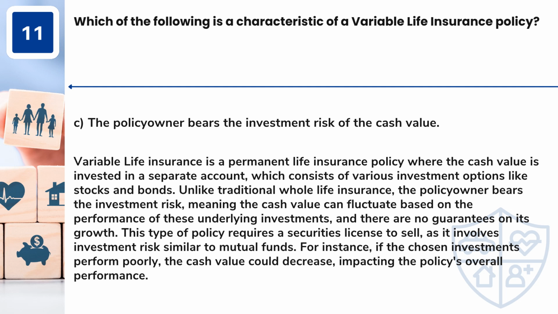Variable life insurance is a permanent life insurance policy where the cash value is invested in a separate account, which consists of various investment options like stocks and bonds. Unlike traditional whole life insurance, the policy owner bears the investment risk, meaning the cash value can fluctuate based on the performance of these underlying investments, and there are no guarantees on its growth. This type of policy requires a securities license to sell, as it involves investment risk similar to mutual funds. For instance, if the chosen investments perform poorly, the cash value could decrease, impacting the policy's overall performance.